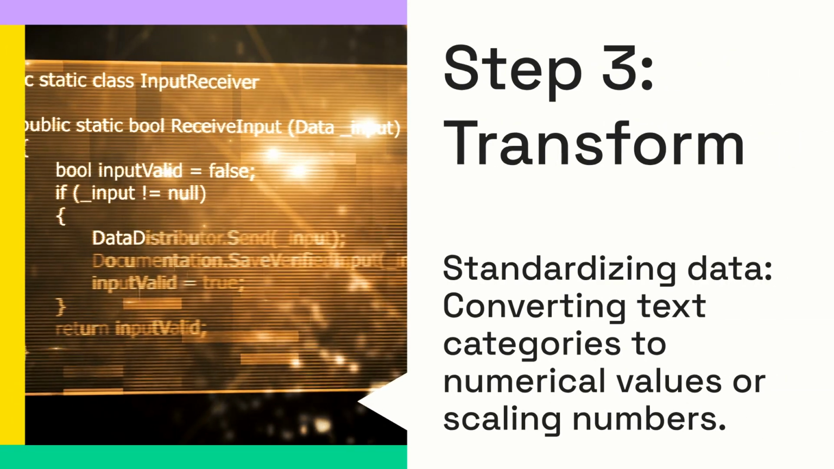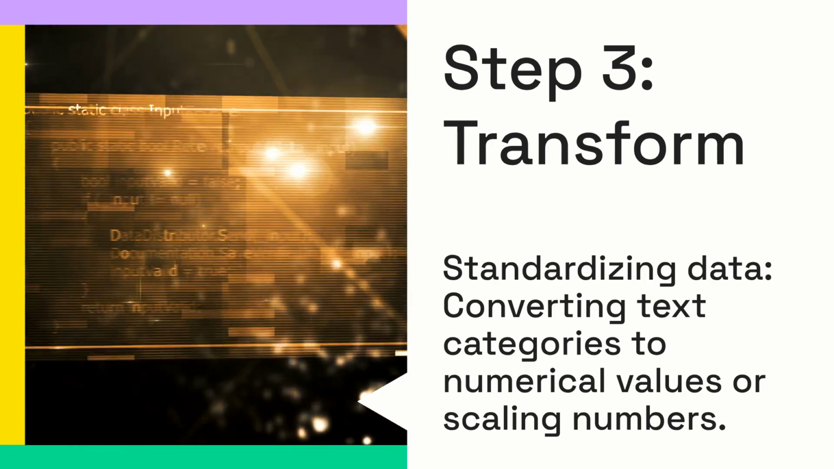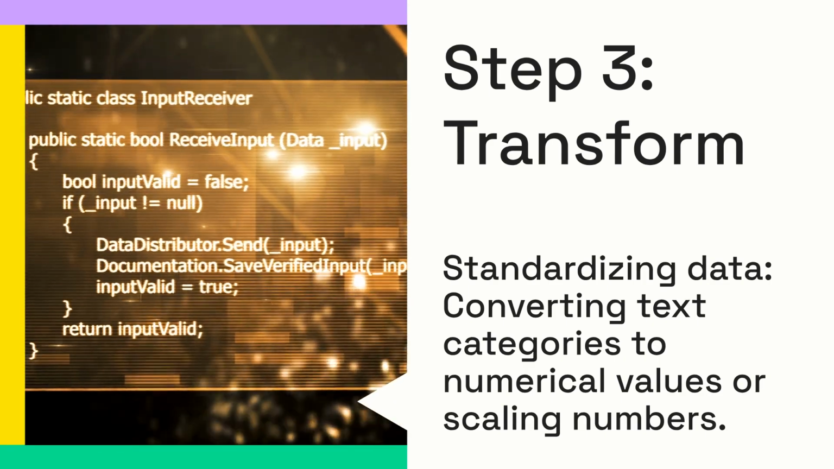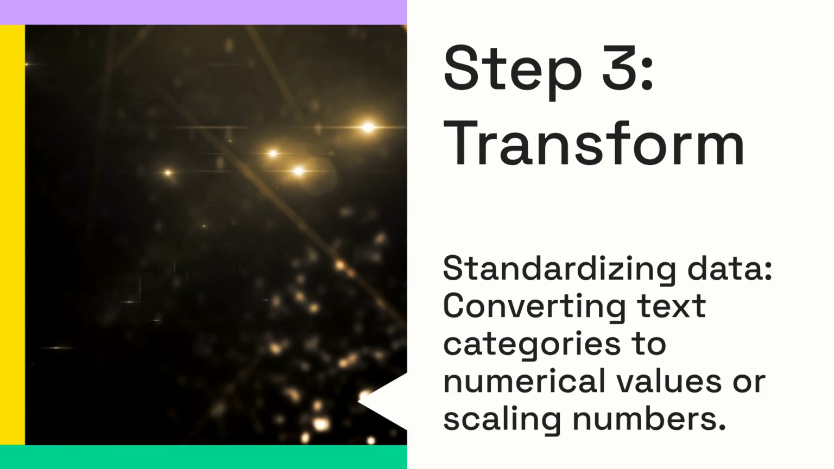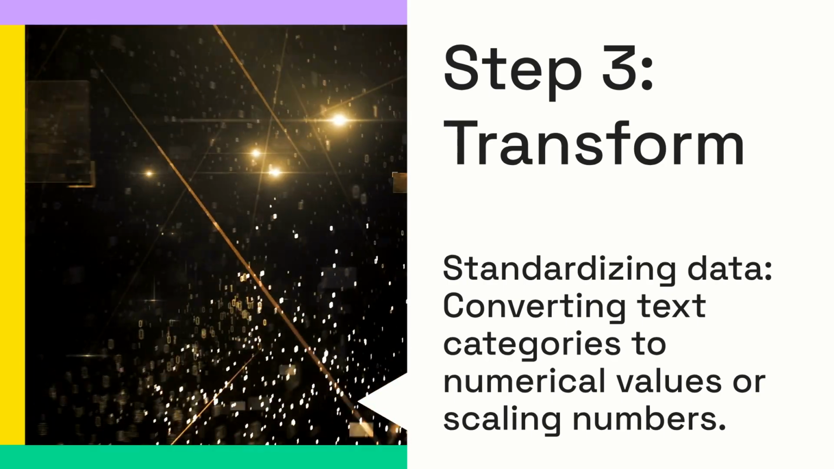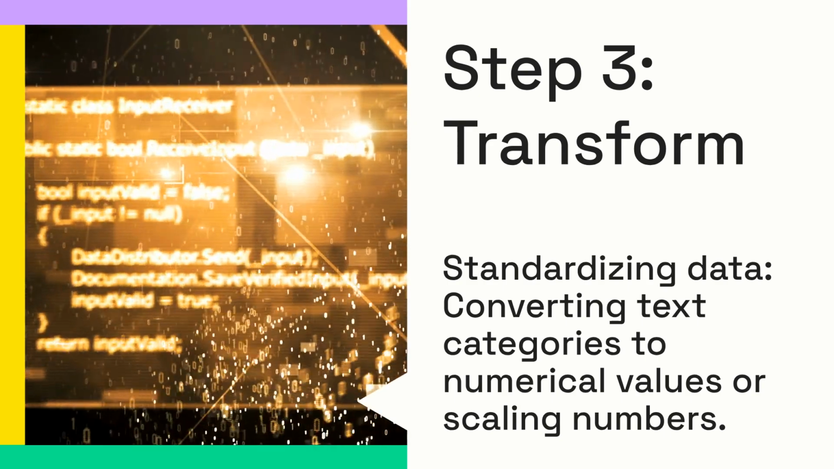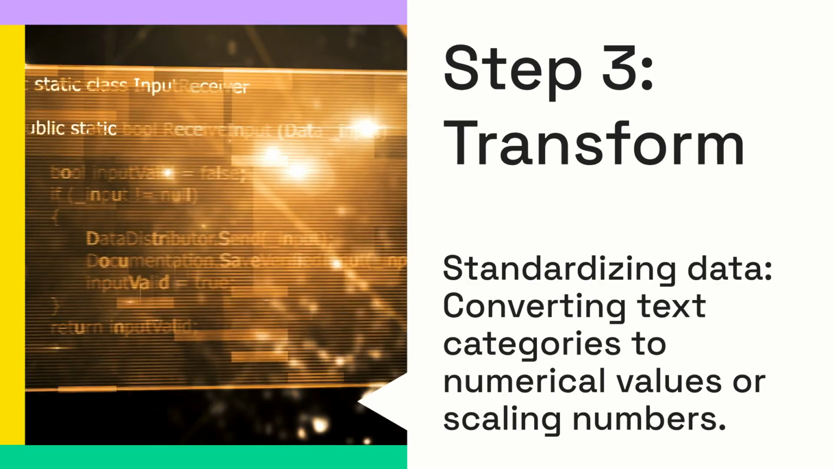Step 3 is transform. Most AI models only understand numbers, so we convert things like text categories, say high, medium, low, into numerical values, like 1, 2, and 3. We also standardize number ranges so big numbers don't unfairly dominate small ones. This makes the data digestible for the AI.